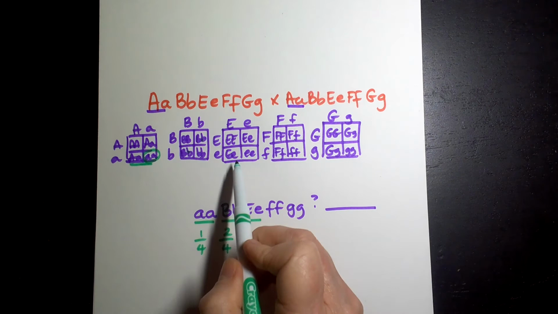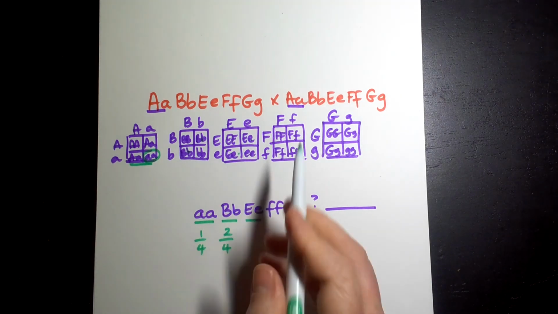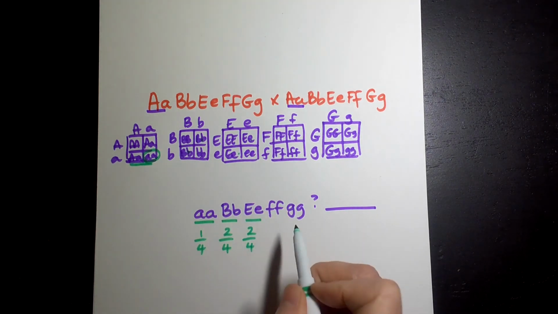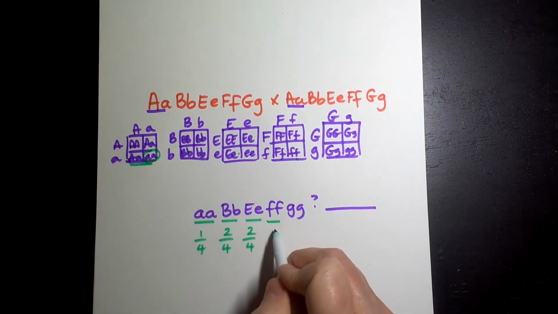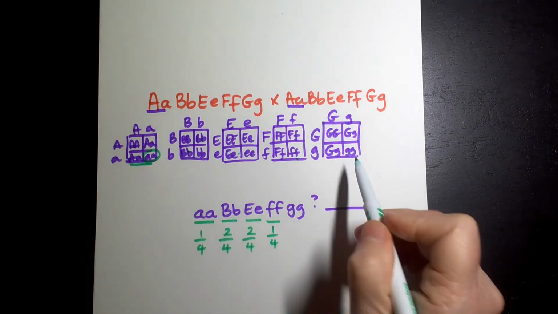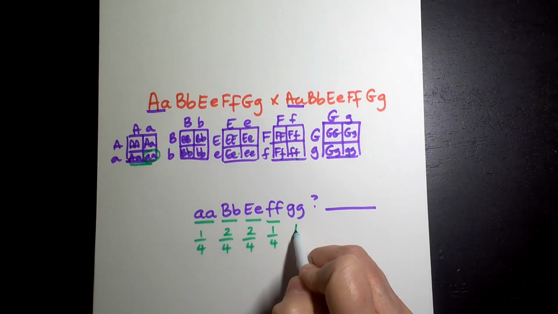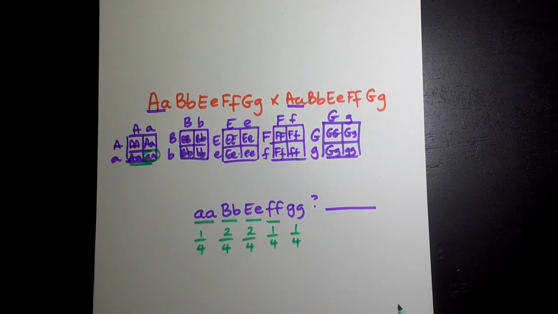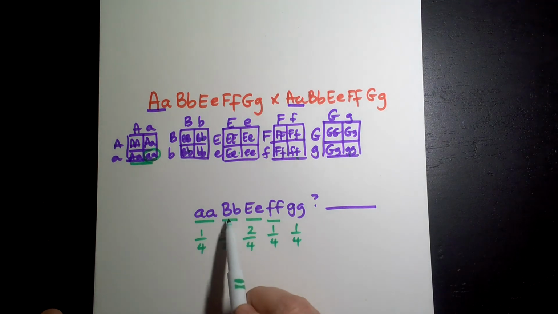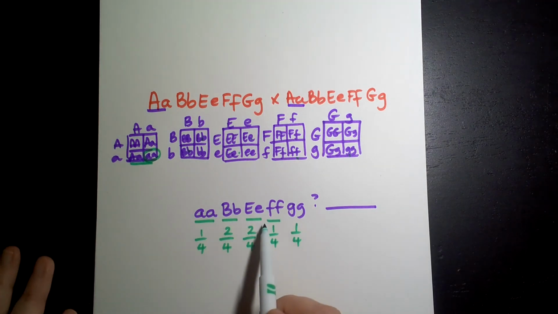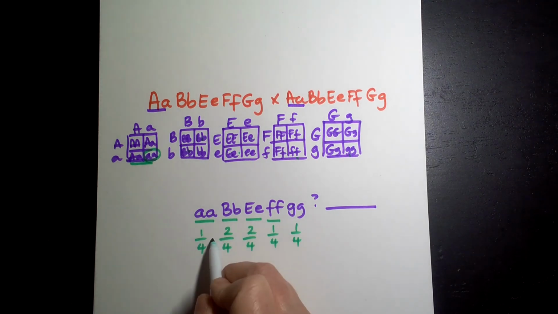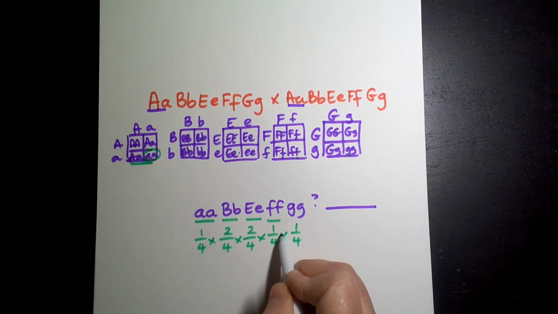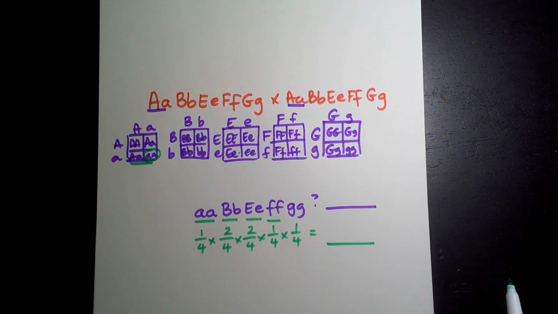Big E, little e. I go to this box, and there's actually a 2 out of 4 chance there. 2 little F's. Go to the F box, and it's only a 1 out of 4 chance. And then 2 little G's, a 1 in 4 chance. So I do each set of each gene and their alleles separately. And then to get the possibility of the whole combination, I multiply them all together.